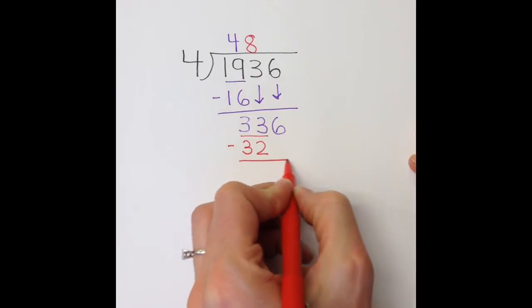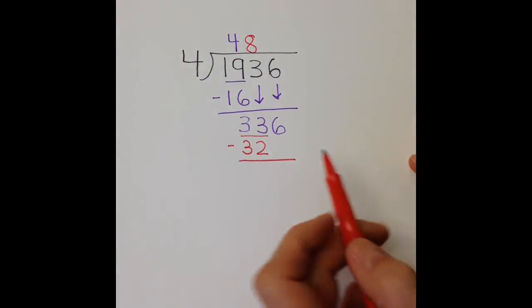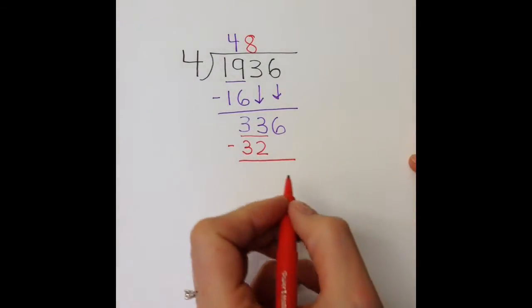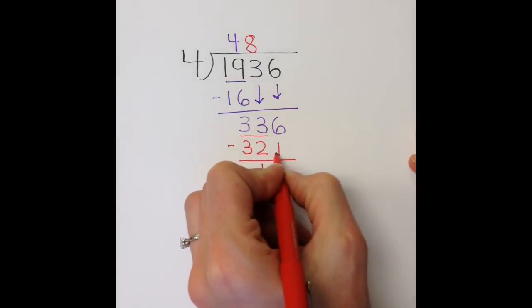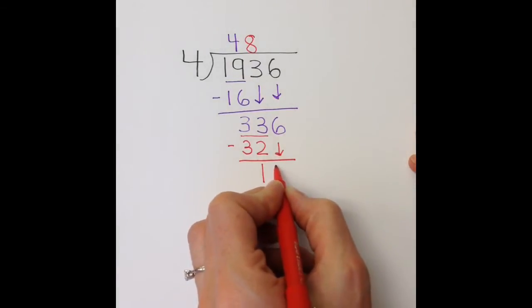Then I'm going to subtract to see what I still have left over. 33 take away 32 is 1. Bring down the 6 that you haven't used yet.